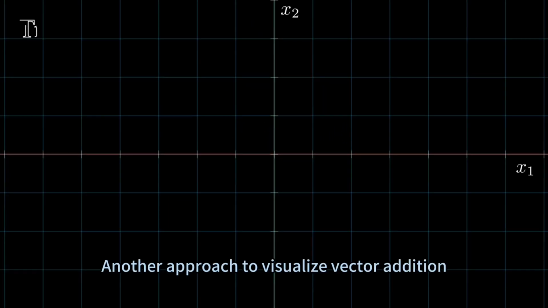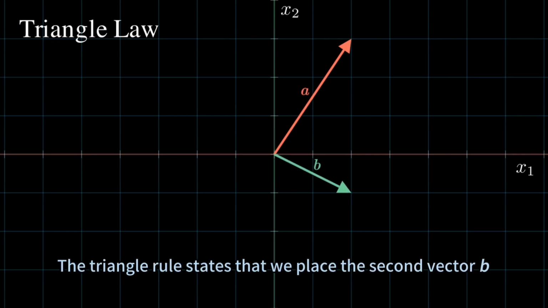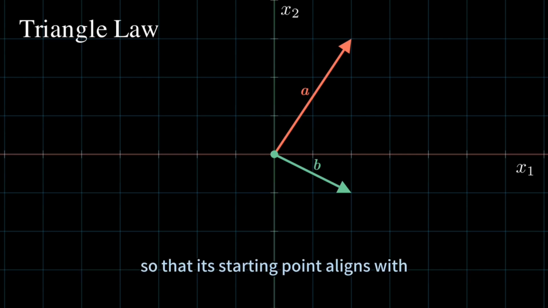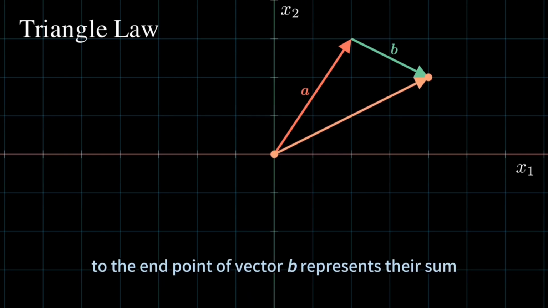Another approach to visualize vector addition is the triangle rule. For vectors A plus B, the triangle rule states that we place the second vector B so that its starting point aligns with the endpoint of the first vector A. The resulting directed segment from the starting point of vector A to the endpoint of vector B represents their sum.